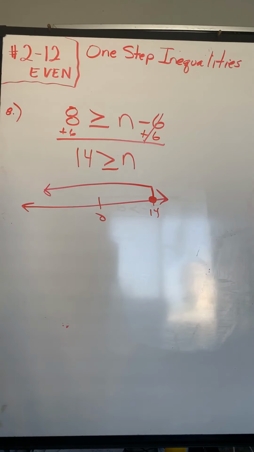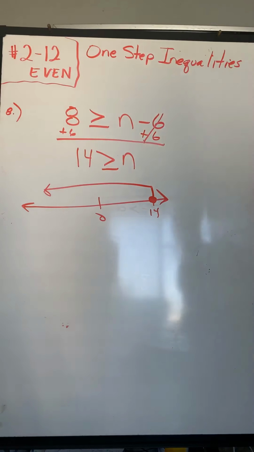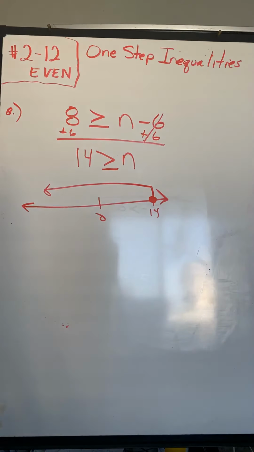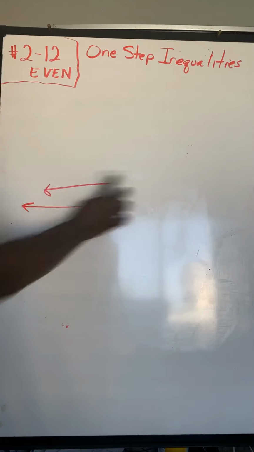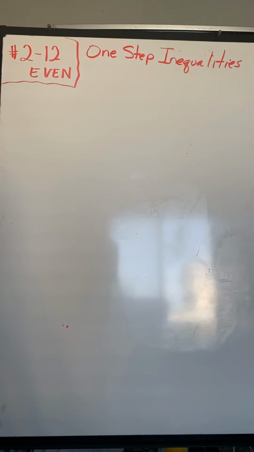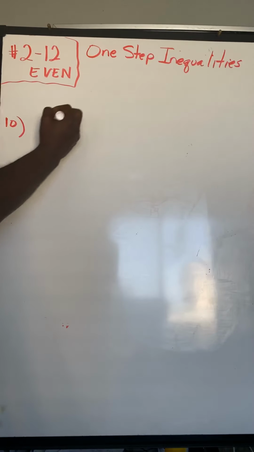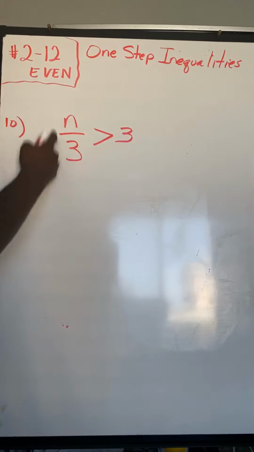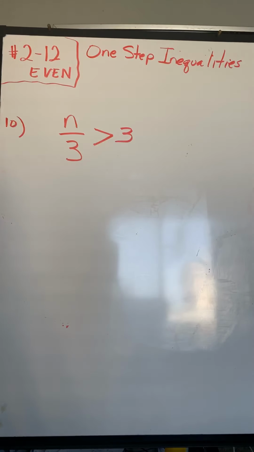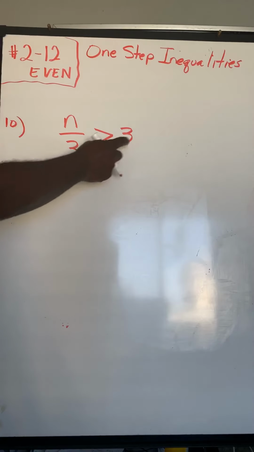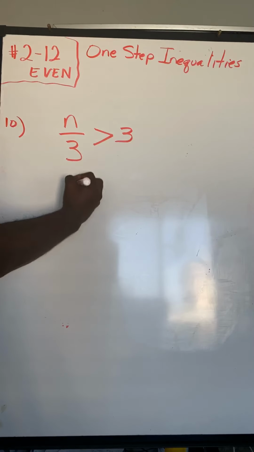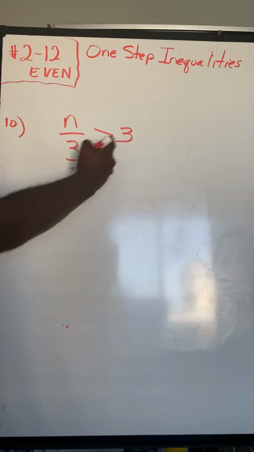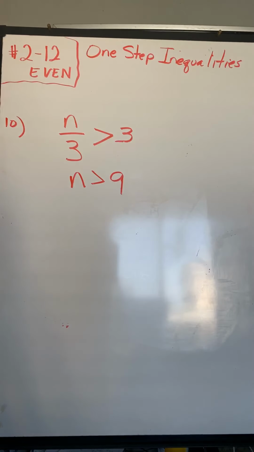Okay? Let's take a look at number 10. Number 10 reads n over 3 is greater than 3. This means division, n divided by 3. The opposite of division is multiplication. 3 times 3 equals n. So n is greater than 3 times 3, which is 9.